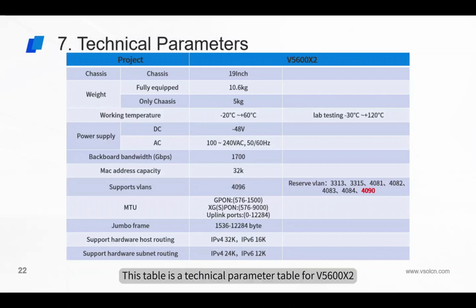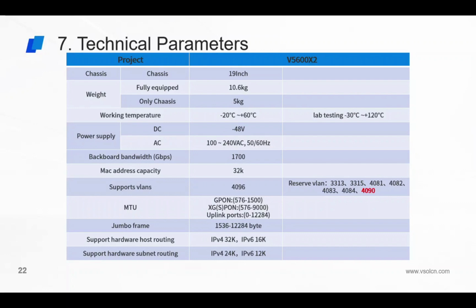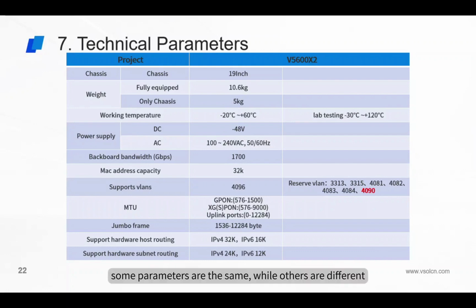This table is a technical parameter table for V5600X2, which includes some performance indicators for hardware and software, compared to V5600X7. Some parameters are the same, while others are different. Please refer to the table for specific values.